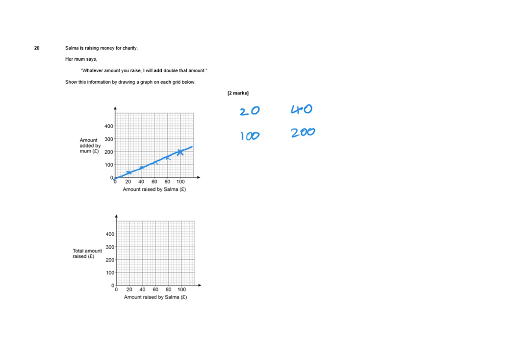And secondly, the amount and then the total. So if Salma raises nothing, Mum puts nothing in, the total would be nothing, so 0, 0. That would be a total of 60, wouldn't it, for £20 for Salma. So that's 3 squares up.